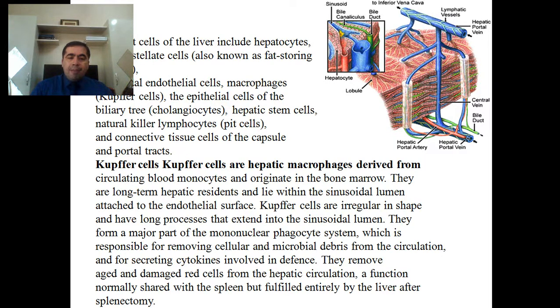They form a major part of the mononuclear phagocyte system, which is responsible for removing cellular and microbial debris from the circulation and for secreting cytokines involved in defense. They remove aged and damaged red cells from the hepatic circulation, a function normally shared with the spleen but fulfilled entirely by the liver after splenectomy.